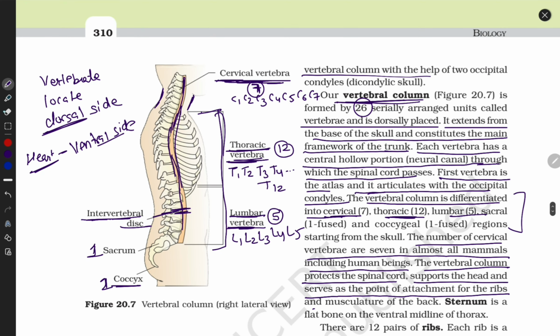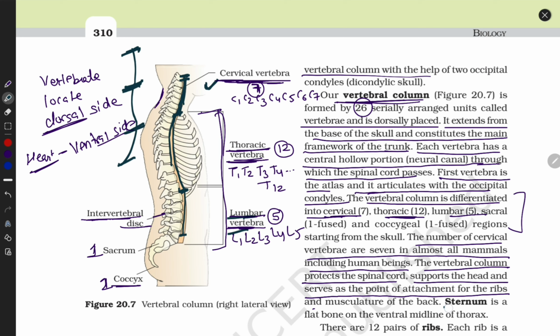Why are the vertebral columns curved? Because from here to here, this is one curvature for the cervical vertebrae. Here to here, this is another curvature for the thoracic vertebrae. Here to here, again a curvature for the lumbar vertebrae. So they produce a curve like this, like this, like this. Here to here, cervical. Here to here, thoracic. And here to here, lumbar. Okay.